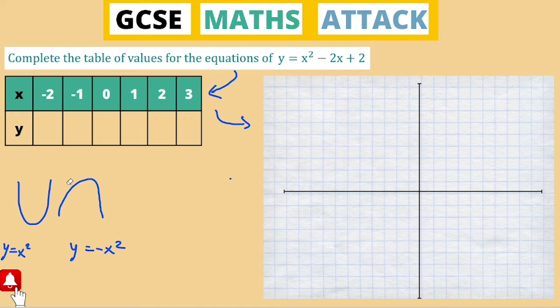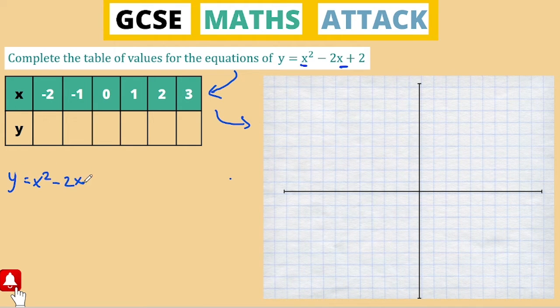Okay, so I'm just going to quickly rub that off. And I'm going to complete this table of values. So I'm going to substitute minus 2 over here and over here. So I have the equation of y equals x squared minus 2x plus 2. I'm going to substitute minus 2 here, so minus 2 squared, minus 2 times minus 2 plus 2.